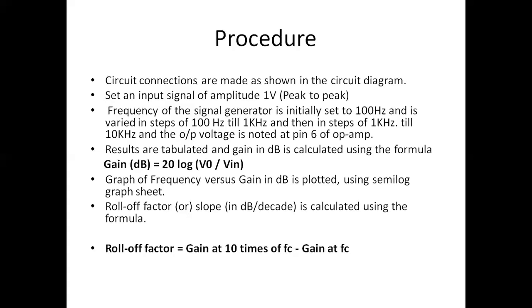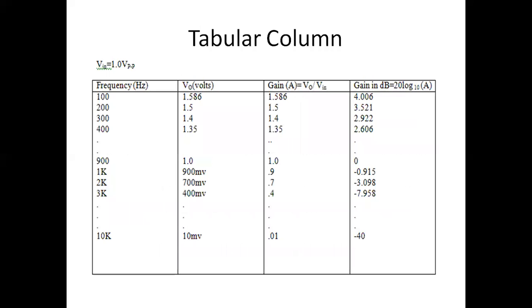Now you have to maintain the tabular column like this. These are some examples we have already done, and here I am also attaching the link for the practical experiment conducted in the lab. This is the theoretical explanation. So you will be getting certain values like this. Now 1 kilohertz to 10 kilohertz comes in the reject band. So this is the gain in dB for 1 kilohertz, and this is the gain in dB for 10K.